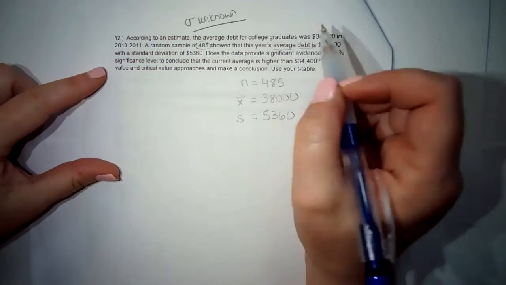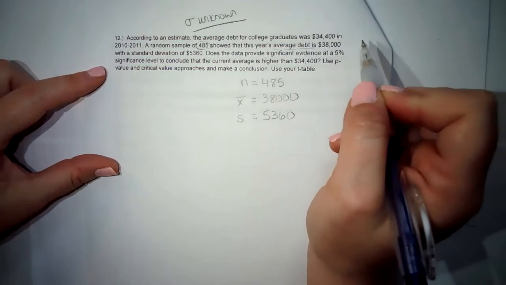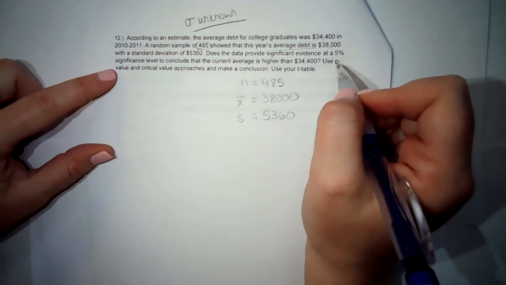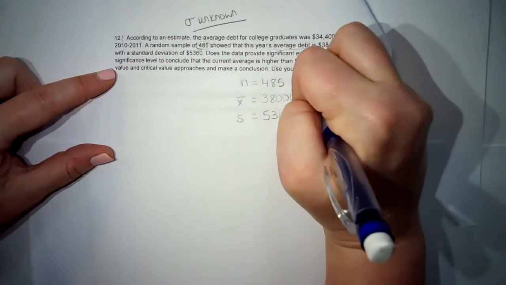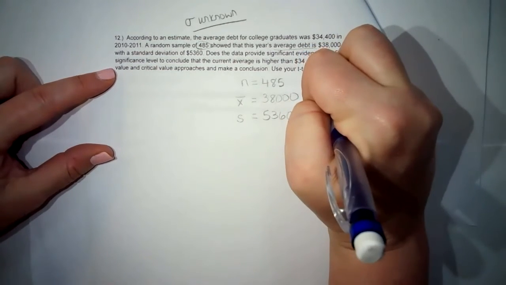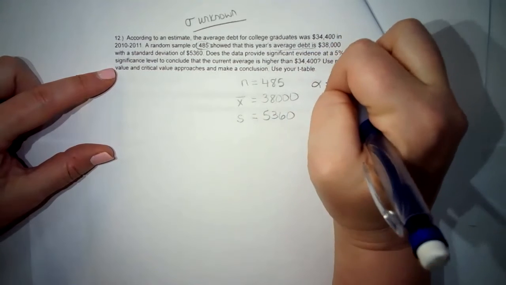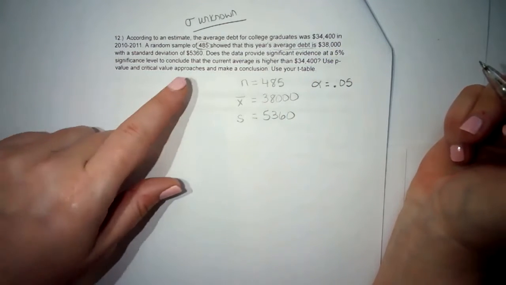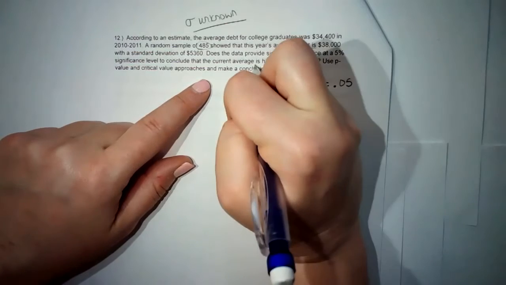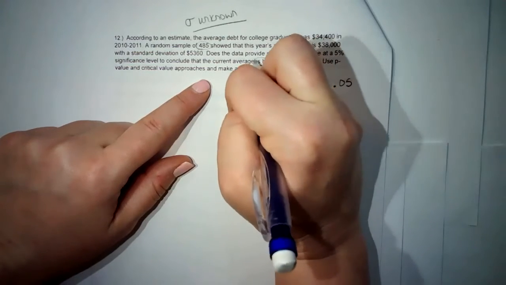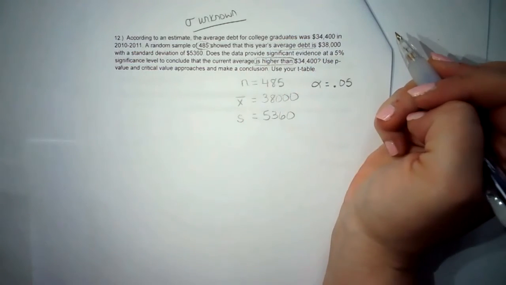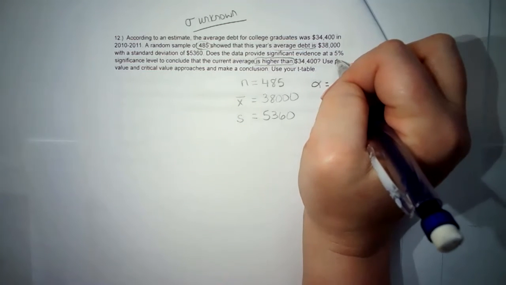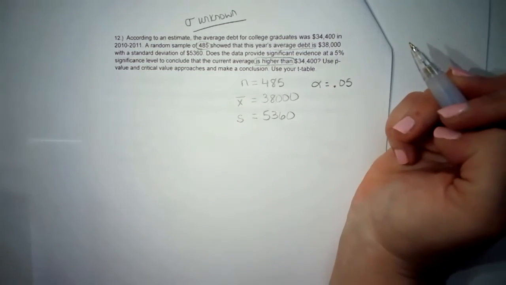All right, does the data provide significant evidence at a 5% significance level? Okay, let's stop right there. Significance level's alpha, and it needs to be a decimal. So 5 divided by 100 is 0.05. To conclude that the current average is higher than 34.4. And then, of course, use both approaches. So just like the other one, we have to use both approaches.